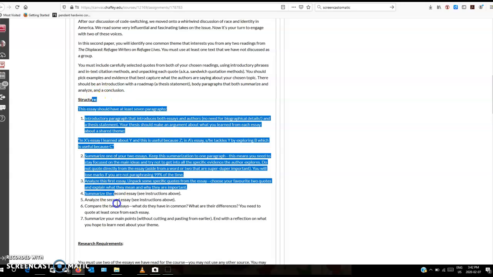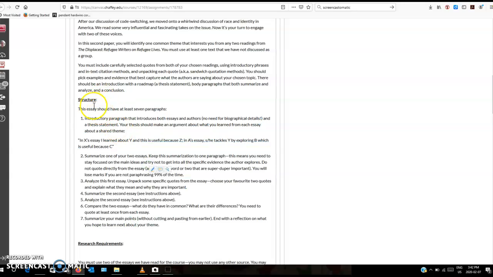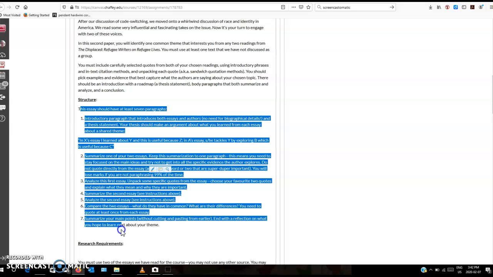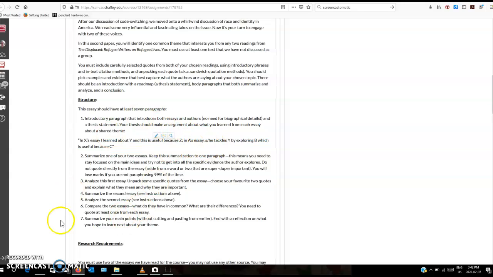So I've got a sample structure here. Of course, my structure that I list, you don't have to follow point by point, but it's a great way to structure a paper. In this structure, I have 7 paragraphs. I think that would totally get you to 4 pages, so this would be a good thing to follow. And if you're wondering, oh, how can I get to 4 pages? Well, if you do this and you include enough quotes from each essay, I think you'll have no problem reaching 4 pages.